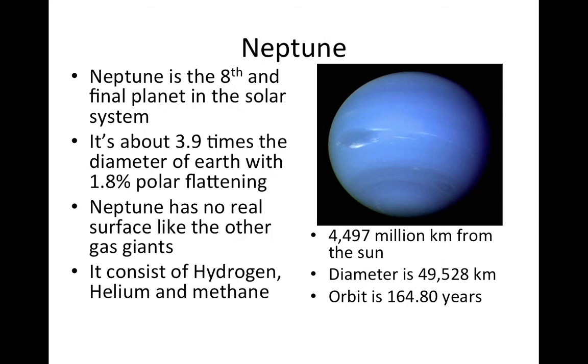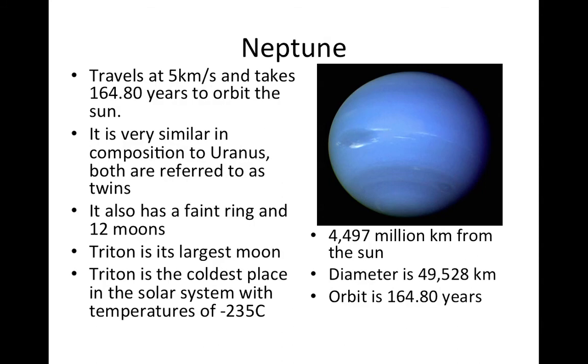It has no real surface, which is similar to all the other gas giant planets, and it also consists of hydrogen, helium, and methane. It is 4,497 kilometers from the Sun, and it takes 164.80 years to orbit the Sun, which is about two people's lifetime, right? It travels at a much slower pace than the other planets, which is 5 kilometers per second.